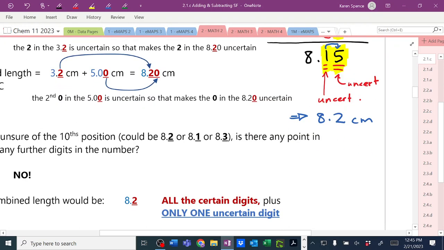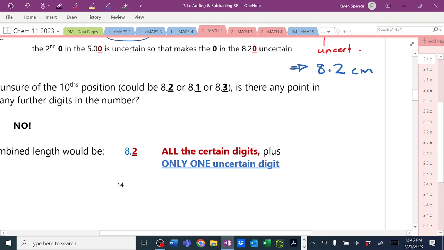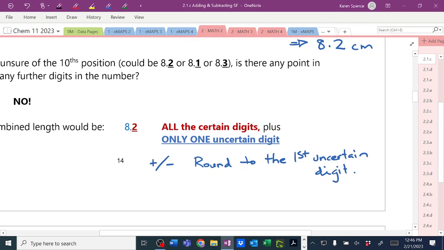So the rule for adding and subtracting is to round to the first uncertain digit. You may have heard this expressed in a different way if you've taken physics. They might say round to the least number of decimal places. That also works.